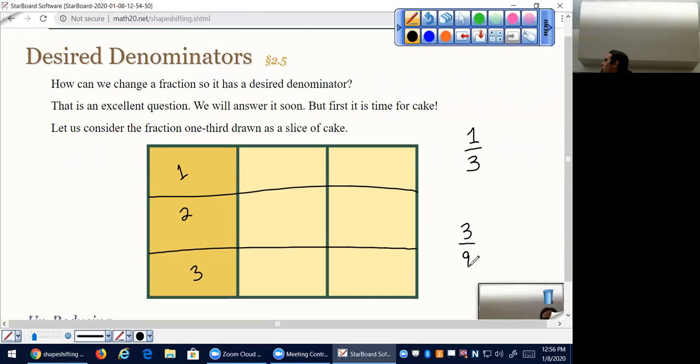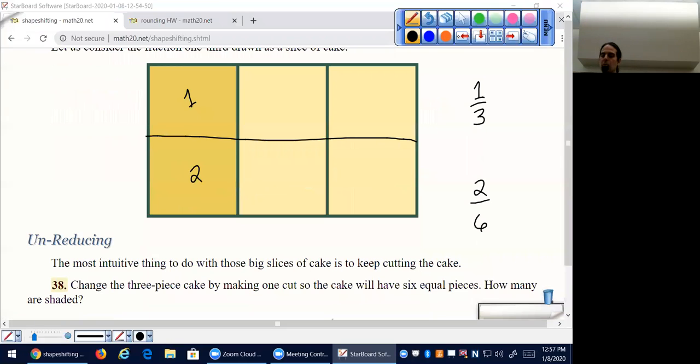So unreducing, taking a fraction and multiplying the top and the bottom by the same thing, is just like cutting your cake more. Why am I multiplying top and bottom by 3? Because each of the original pieces I'm breaking into 3. Why was I multiplying the top and bottom by 2? Because each of the original pieces I'm breaking into 2.